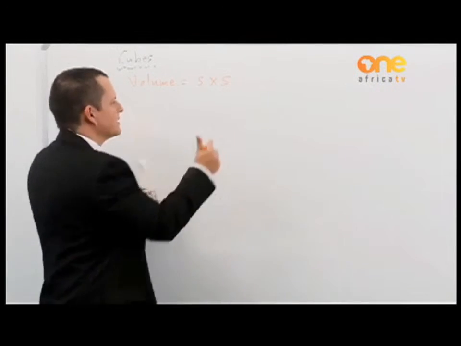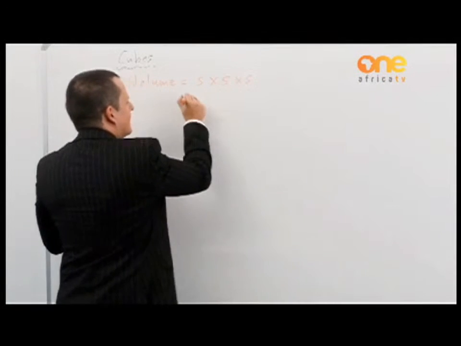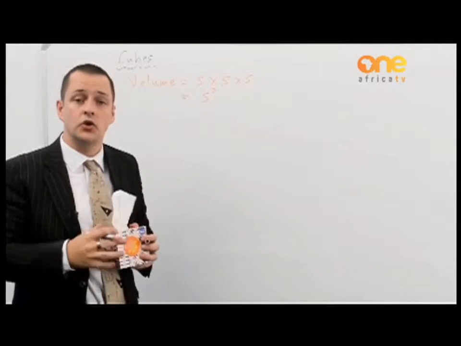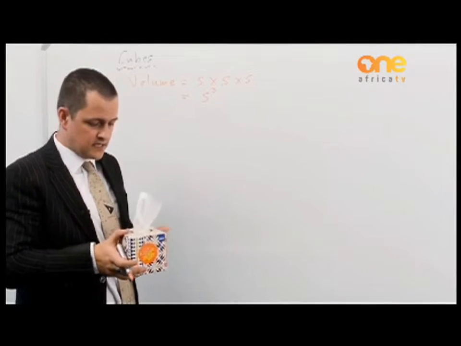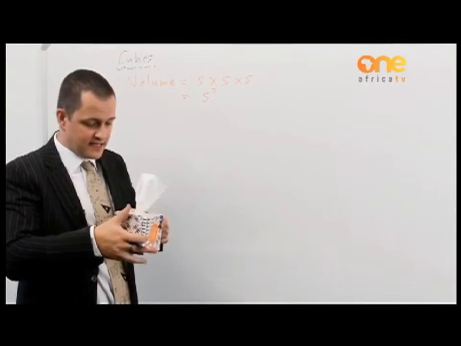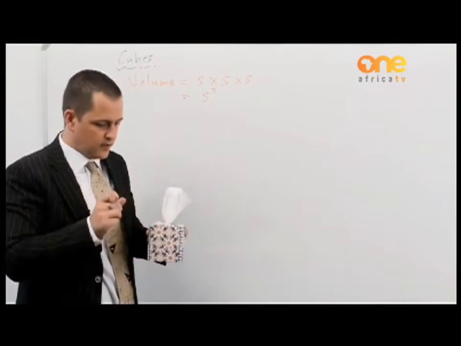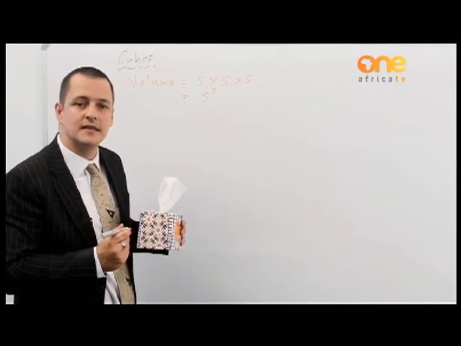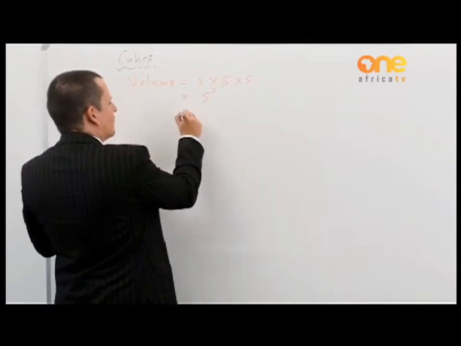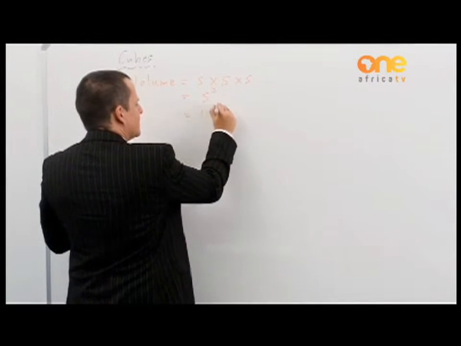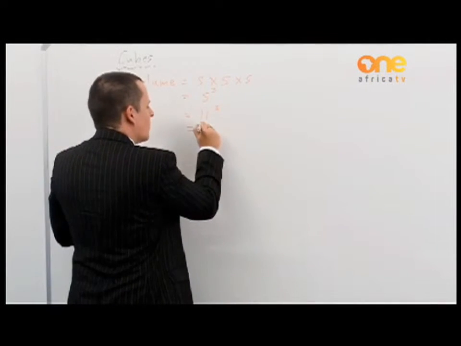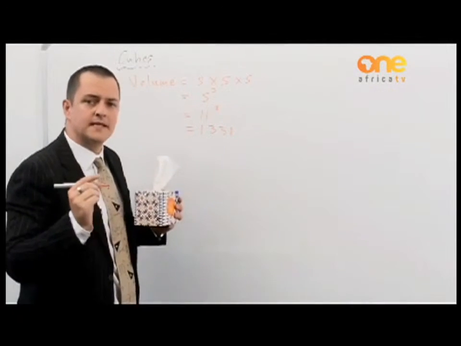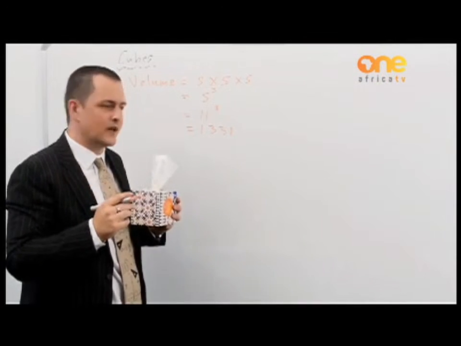Therefore, this depth is the same length again, and therefore it is simply the side length cubed. So if I say to you, calculate the volume of this tissue box, well, I've measured that this tissue box is 11 centimeters across. So therefore, this will be 11 cubed, and that is 1,331. But what units are we dealing with?